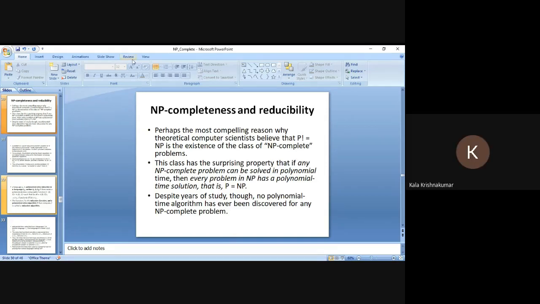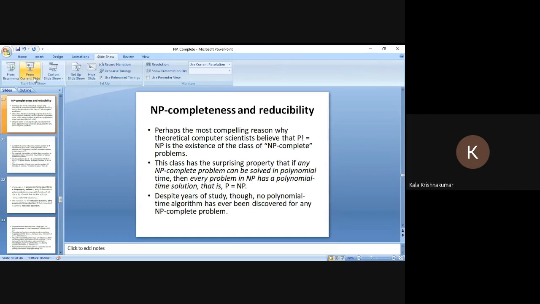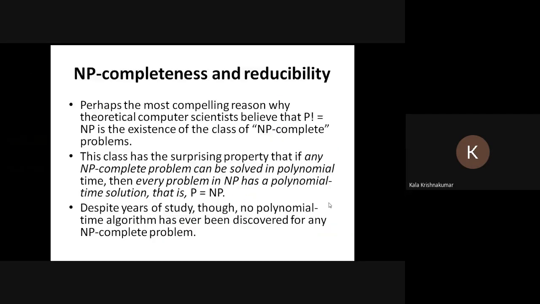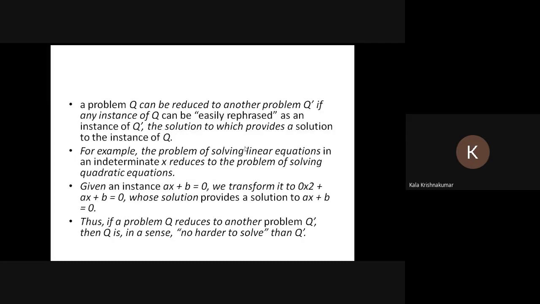Yesterday we were discussing NP completeness and reducibility. All these things we discussed, and the main idea is that if a problem Q reduces to another problem Q dash, then Q is no harder to solve than Q dash. That is our idea. If a problem Q reduces to another problem Q dash, then Q is no harder to solve than Q dash.